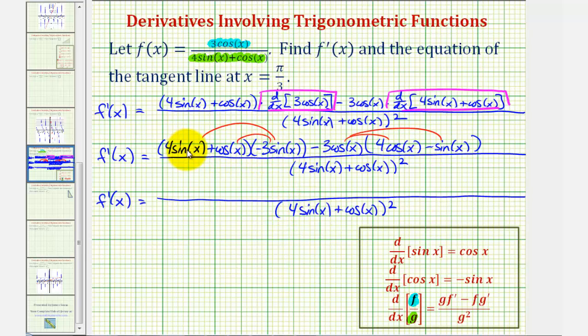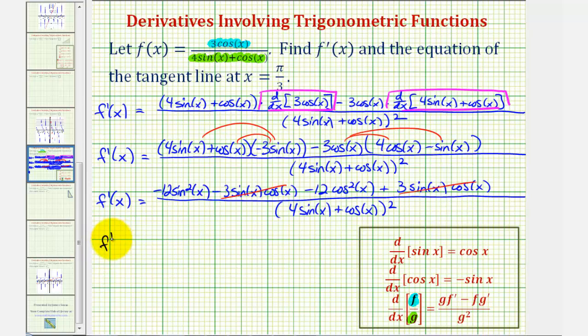So we'll have negative 12 sine squared x and then minus 3 sine x cosine x. And over here we'll have minus 12 cosine squared x plus 3 sine x cosine x. So we do have some good news here. Notice how these two terms are opposite, so that would sum to 0. Now let's factor out negative 12 from the numerator.